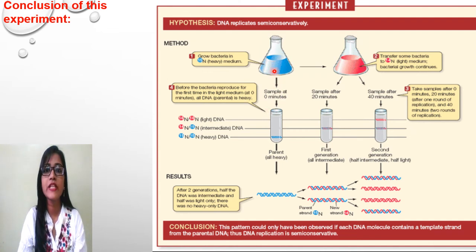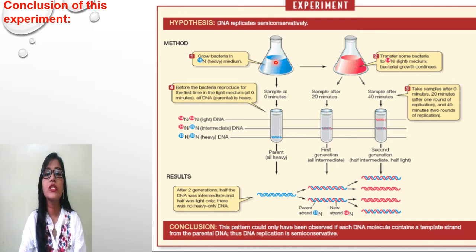Then they took a sample at 0 minutes when the bacterial cells were grown in this medium. They ultracentrifuged this sample. By this density gradient method, what they observed was that all the DNA in the bacterial cells was heavy. It contains only N15 isotope. So you can observe this band is at the base of the centrifuge tube. You can observe this is the newly formed DNA strand, which is again blue in color. So both the strands contain the N15 isotope.